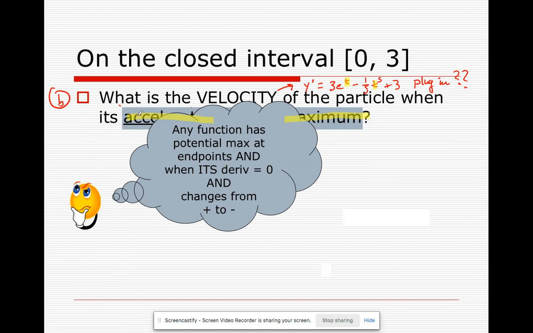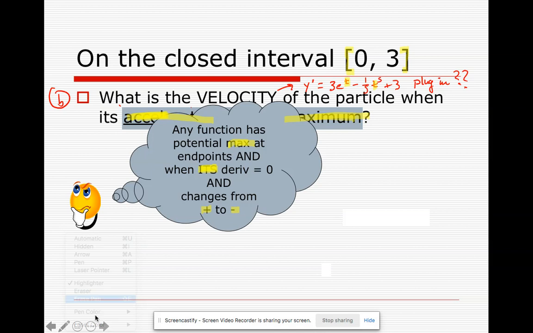Any function, and I was given that they're asking me about the acceleration function, has a maximum at its endpoints, if I'm dealing with a closed interval, and I am, and when the derivative of the function they're asking me about changes from positive to negative. So you cannot just put the function into your calculator and look at its maximum and say, there it is. You can't, but you can use your calculator.